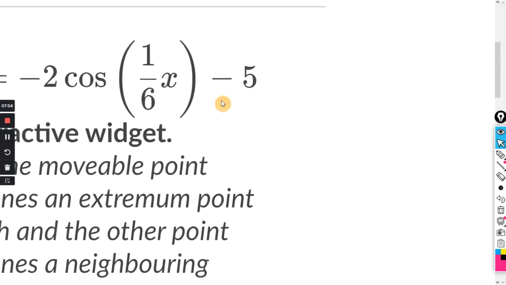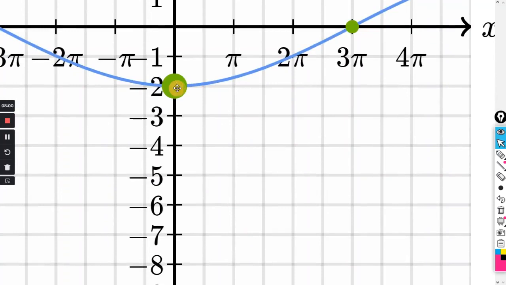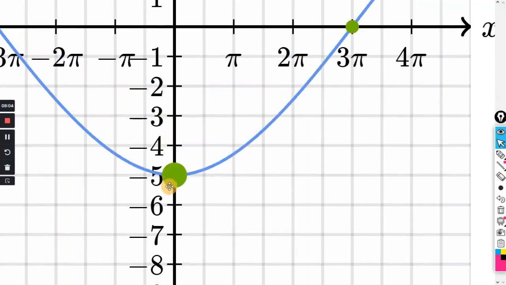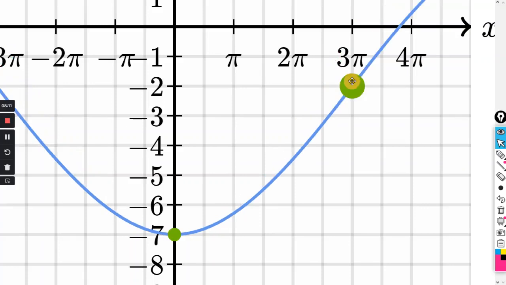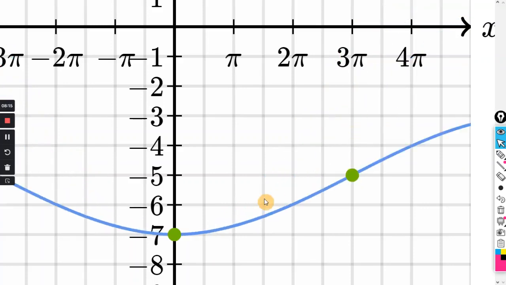And finally, -5 shifts everything down by 5 units. So the -2 shifted down by 5: 1, 2, 3, 4, 5. And then this one is at 0. Move it down: 1, 2, 3, 4, 5. Okay, so that's going to be it.